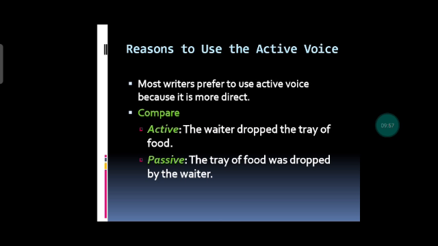Change it to passive: the tray of food was dropped. Here we begin with the recipient, the object, which is the tray, and use the verb to be according to the tense. Here we have past, so we use was or were. The tray of food was dropped by the waiter.